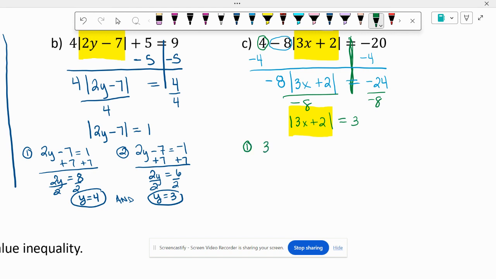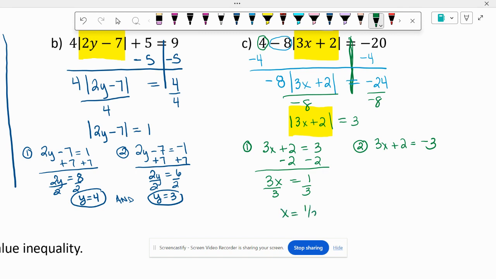The first one, 3x plus 2 equals 3. The second one, 3x plus 2 equals the opposite of 3, right? So I have to go on both sides. So I'm going to subtract 2. 3x equals 3 minus 2 is 1. Divide both sides by 3. So x equals 1/3. That's my first solution.